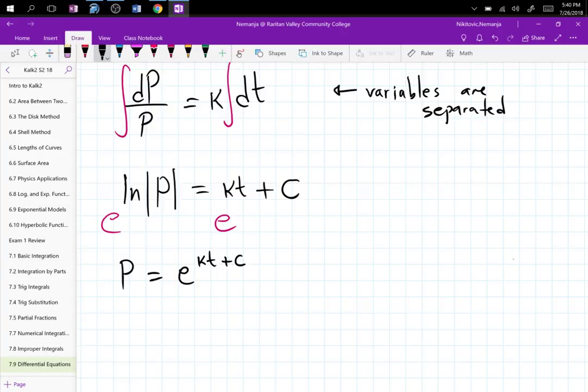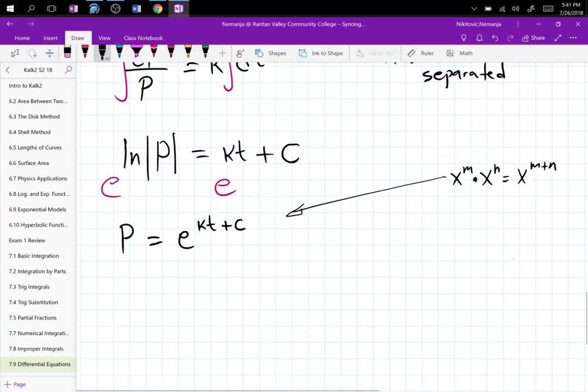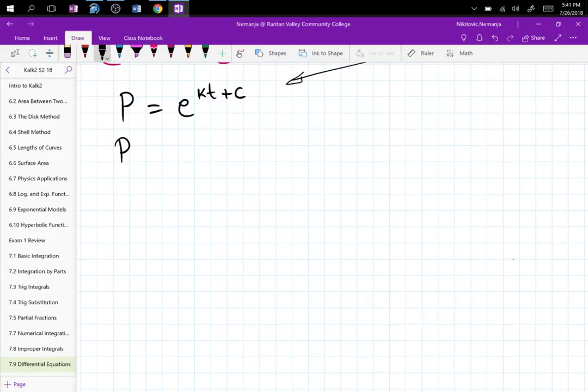Now, in mathematics, when you are adding exponents, you know that x to the m times x to the n is x to the m plus n. This is your elementary algebra. So now, using that rule, I can split this into e to the kt times e to the c. Now, e to the c is constant.